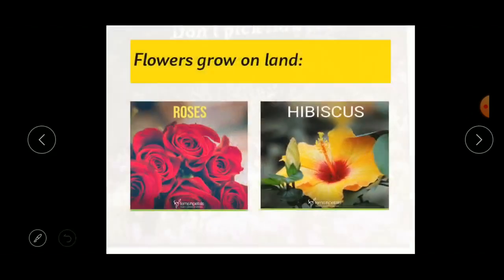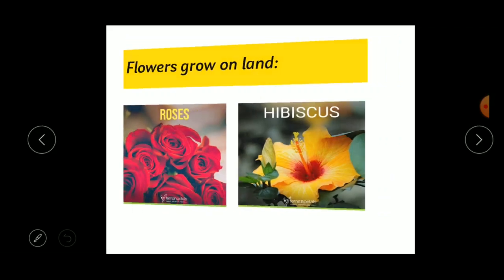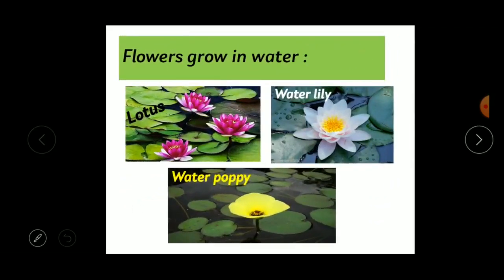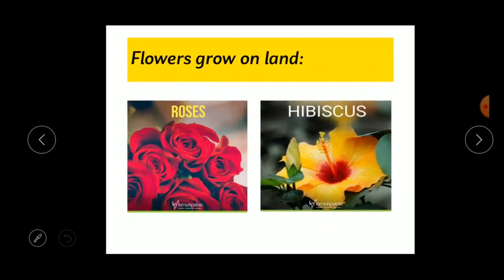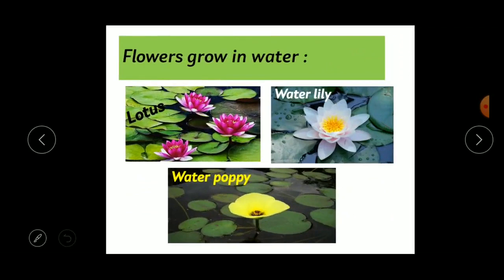In the garden you might have seen a variety of flowers, some flowers which grow on the land or some flowers which grow in the water. So let us see which are the flowers which grow on the land. There are varieties of flowers which grow on the land such as roses, hibiscus, marigold, jasmine, cornflower, aster. And there are some other flowers which grow in water such as lotus, water lily, water poppy, etc.